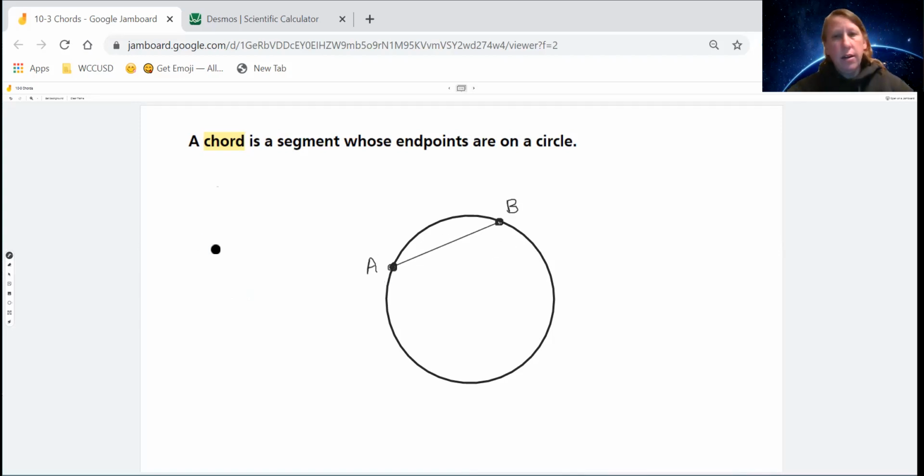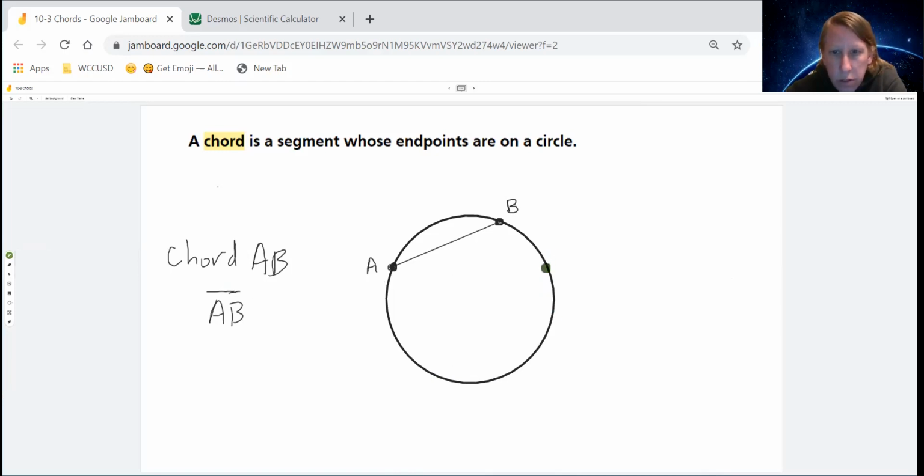We would write that as chord AB. You could also say line segment AB. Or if you see this and you know it's on a circle, you could say, I'm looking at chord AB. So there's a few options for that. Let's look at some other chords. So I can just choose any 2 points on the circle.